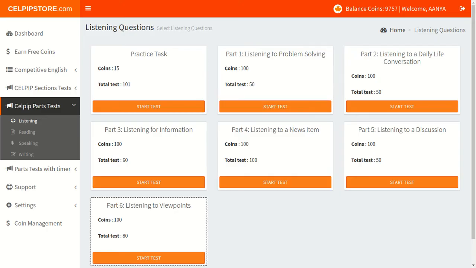Listening part is having 6 practice tests and 1 practice task as well. Total time allocated with the listening section is 50 minutes. Please keep in mind that question will be played only once in the actual Celpip test. Now, let's start with Celpip listening to problem solving task.